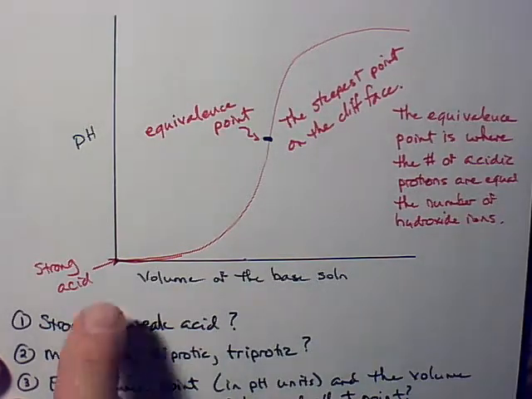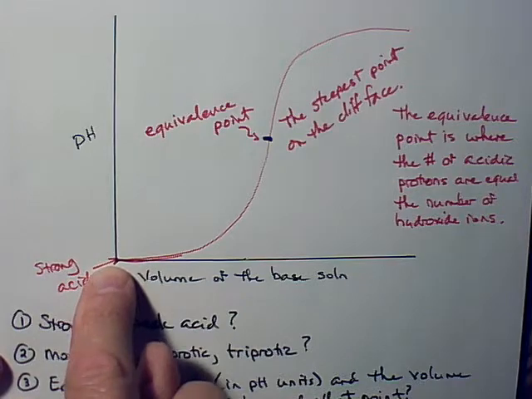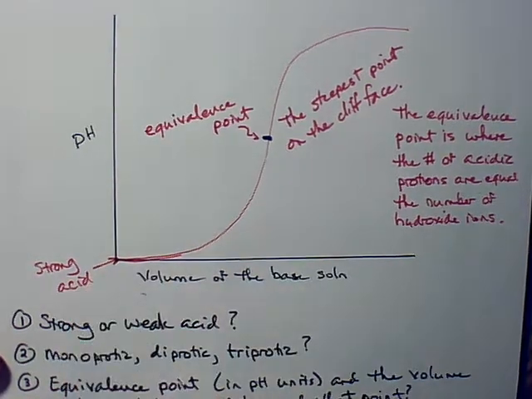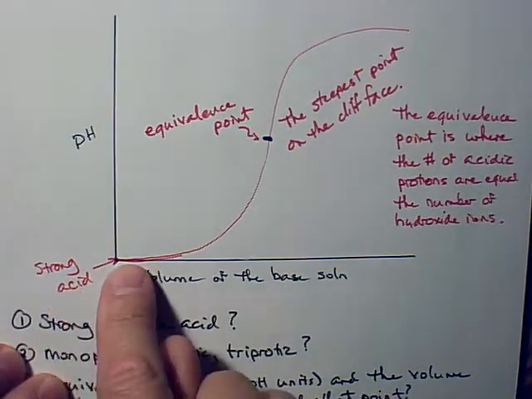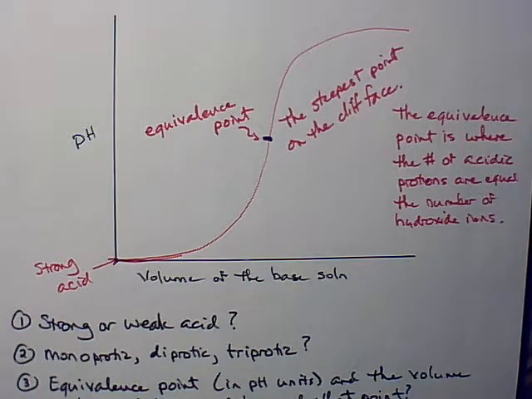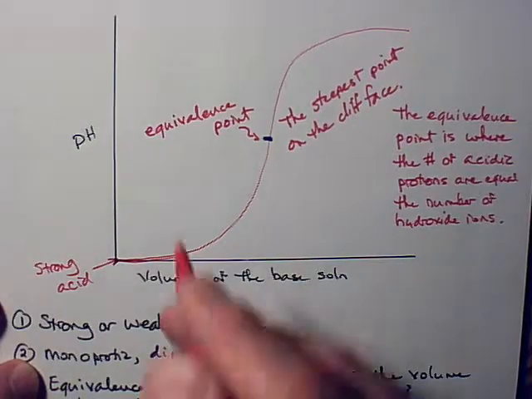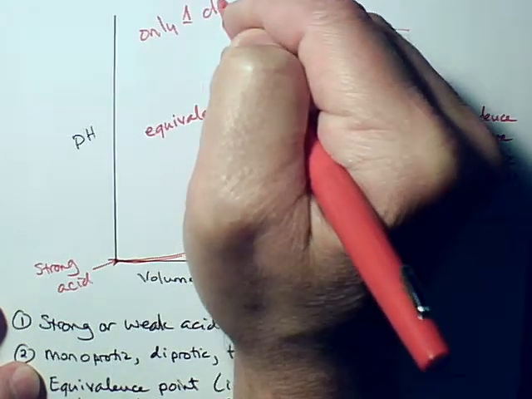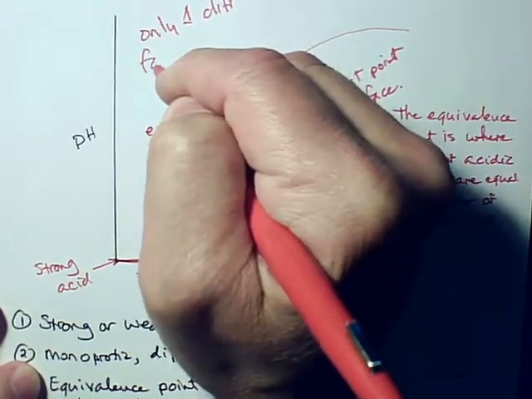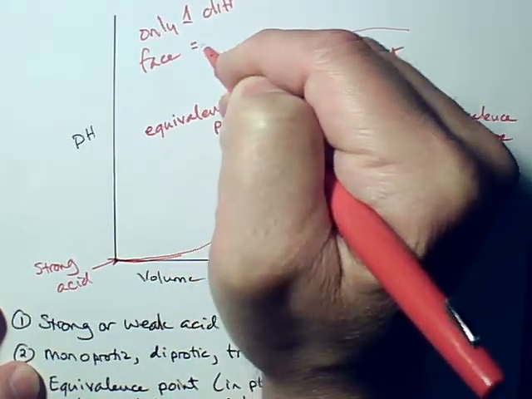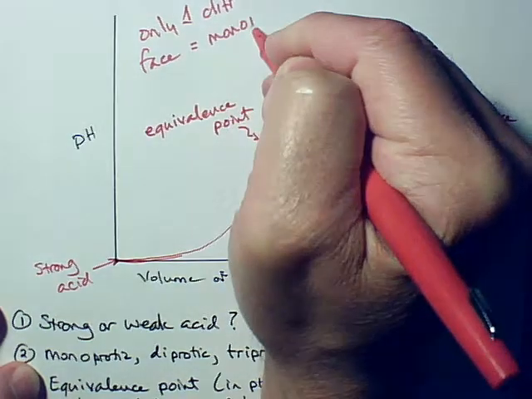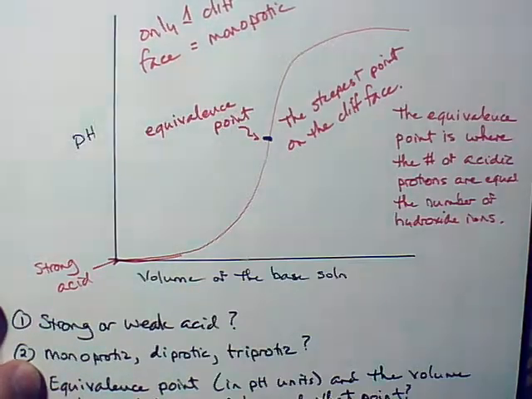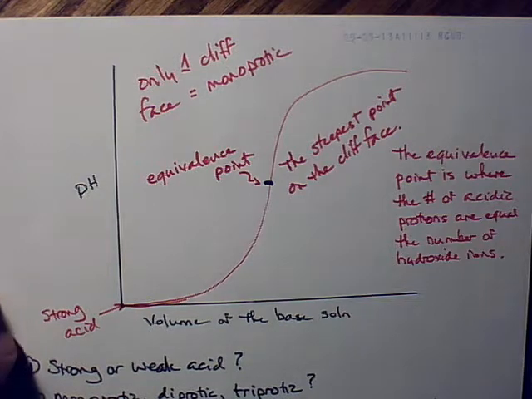All right, so let's see. We know it's a strong acid because it starts down here near 0, or looks like it might have started at 0. The shape of this graph also tells me it's monoprotic because there is only one cliff face. Only one cliff face, monoprotic.